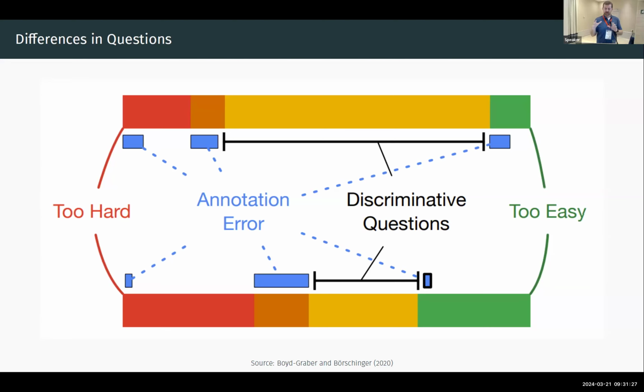Where we really want to be is in this sweet spot where we have these discriminative questions. They're not too hard, not too easy, and they do a nice job of separating models in terms of performance at different levels of ability or skill.